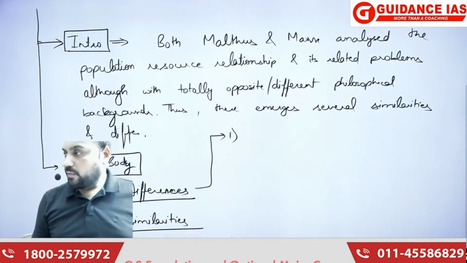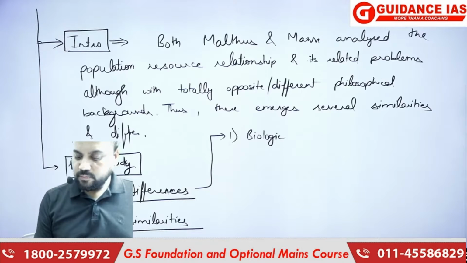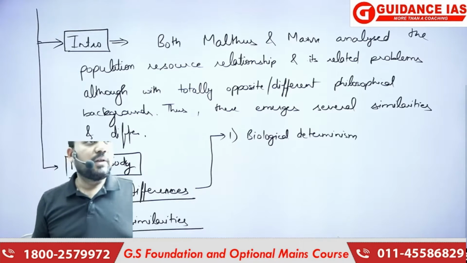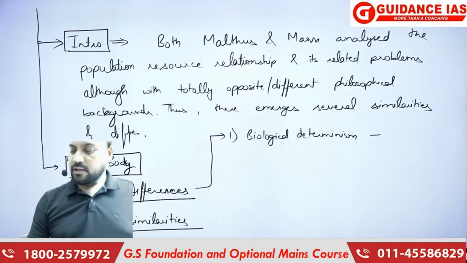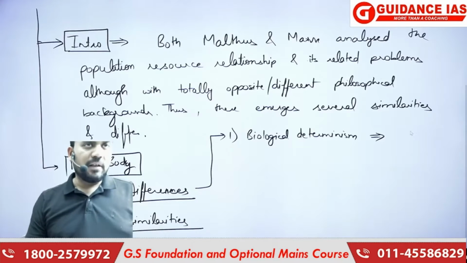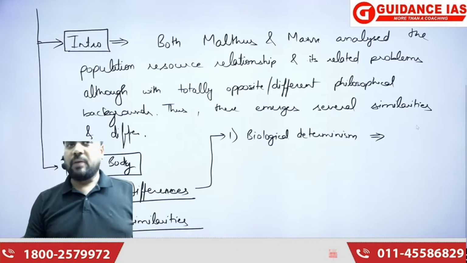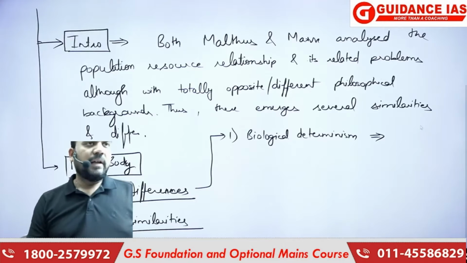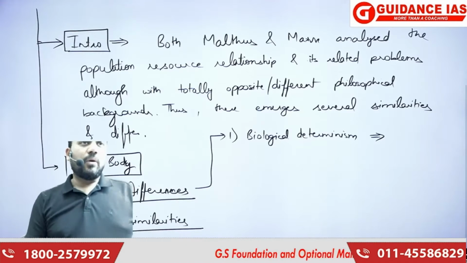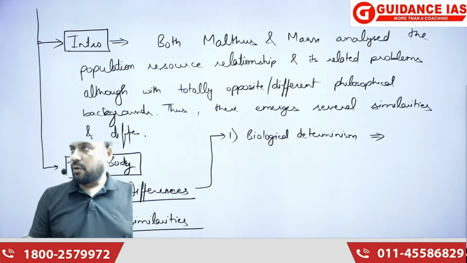For example, one difference you can talk about is that Malthus was using biological determinism. On the other hand, Marx's theory was historical materialism. We can call it also a kind of determinism, because determinism is a philosophy where essentially there is absence of free will. That means the laws are already present, there is already a cause, and the events will follow because of that cause.